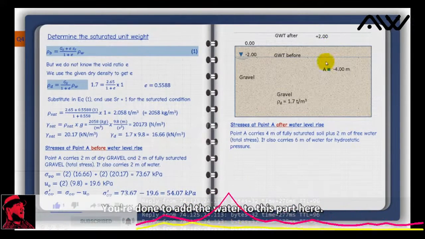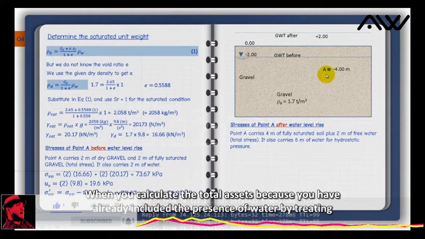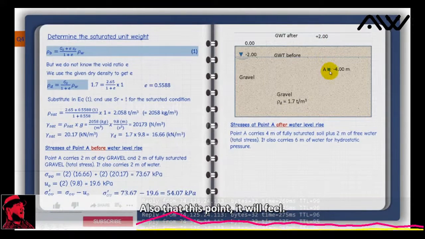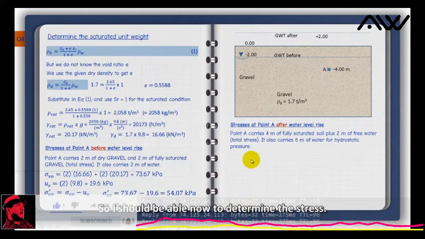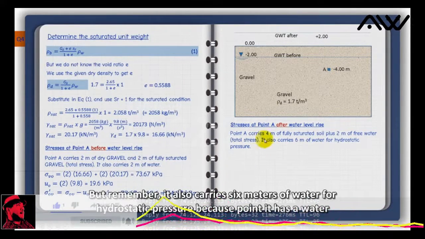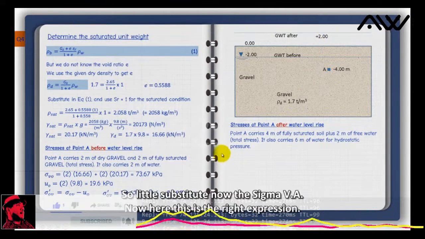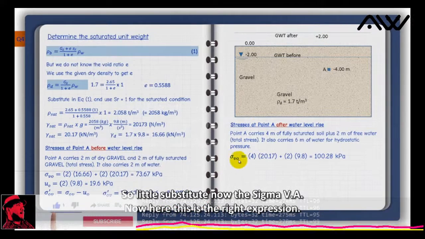You don't add the water to this part when you calculate the total stress, because you have already included the presence of water by treating the soil as being saturated. But you have 2 meters of free water here, which is a total weight that point A will also feel. So I should be able now to determine the stresses. But remember, it also carries 6 meters of water for hydrostatic pressure, because point A has a water column above it, 4 meters plus 2 meters, that's 6 meters. So let us substitute. Now the sigma V naught, this is the right expression.